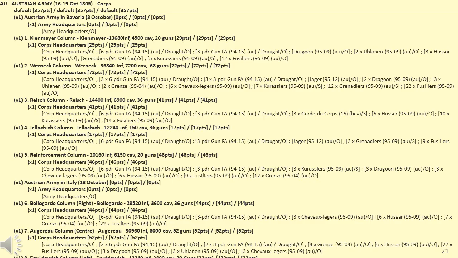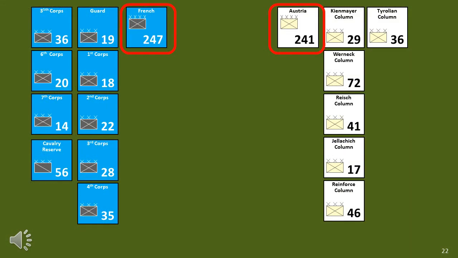Although it should be noted this does include the army of Italy, which will be removed from our strength comparison of Ulm because it wasn't involved in the Battle of Ulm. The first interesting point is both forces seem very evenly matched. However, the Austrians were more scattered.